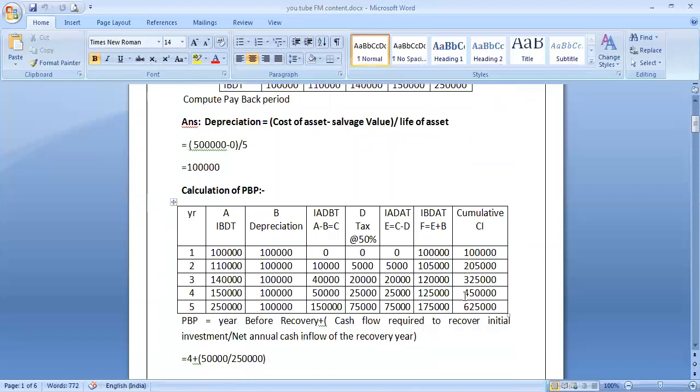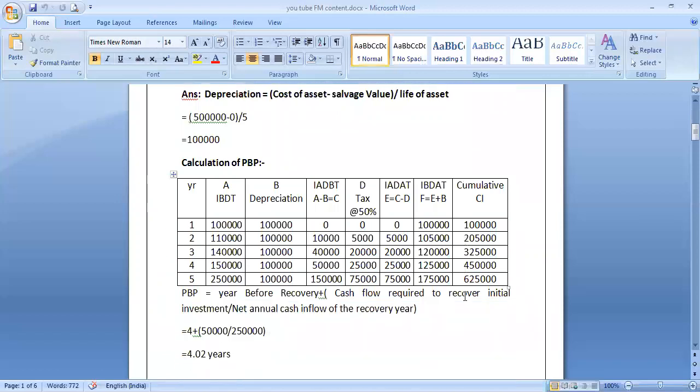The next step is calculation of the payback period. For that, the table has to be prepared. The first column is year. For the 5 years, we have to calculate the cumulative cash inflows. Second column is income before depreciation and taxes, as it is given in the problem. We have denoted it as the A column. The third column is the depreciation column, which we have calculated as 1 lakh for every year.